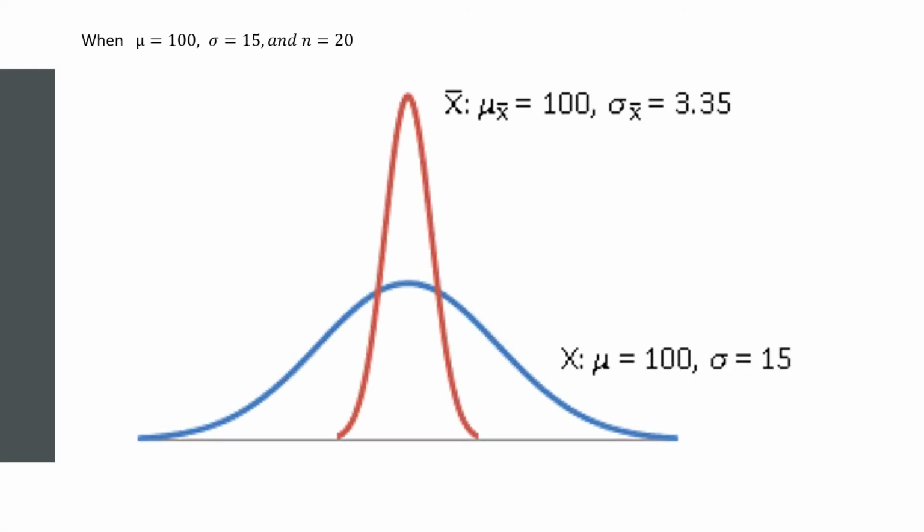So let's take an example. Suppose the original population mean is 100, the standard deviation sigma is 15, and we have picked a sample size n equal to 20.